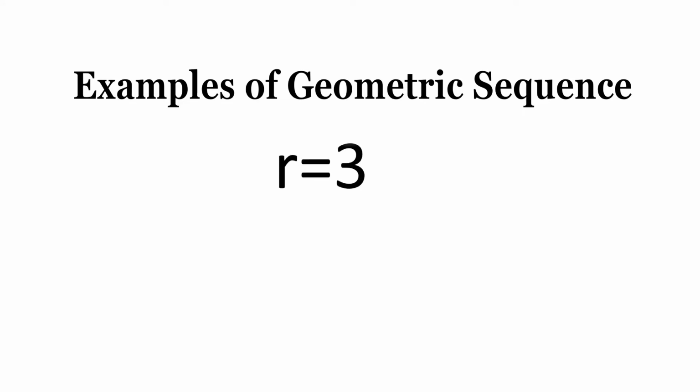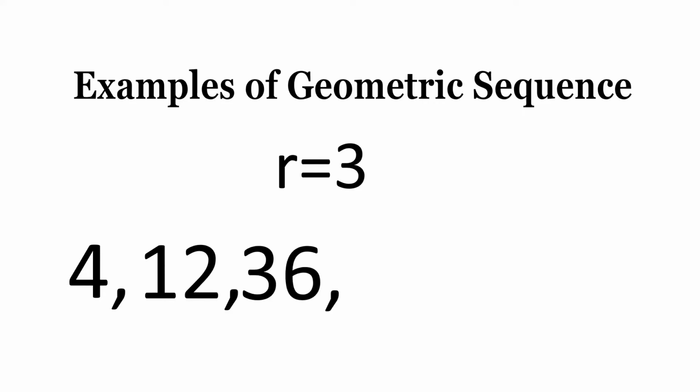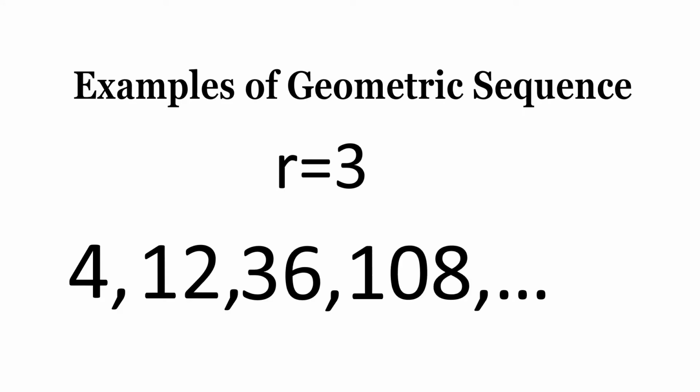Provided that the ratio is 3 and the first term is 4, if 4 is multiplied by 3, then the next term would be 12. If 12 is multiplied by 3, then the next term would be 36. If 36 is multiplied by 3, then we have 108, and so on. So this sequence is an example of a geometric sequence.